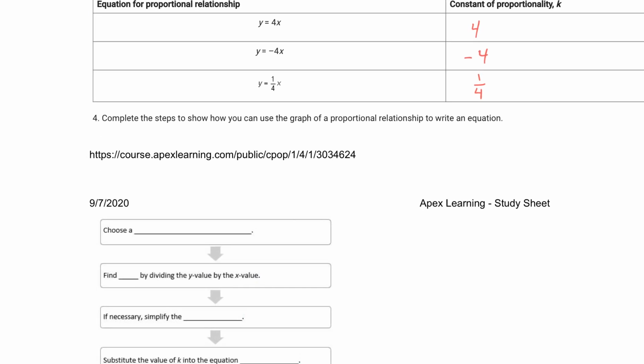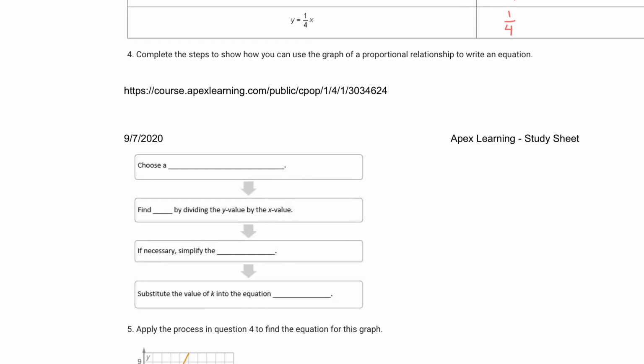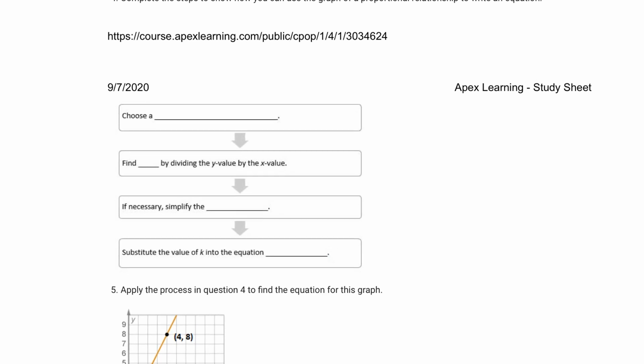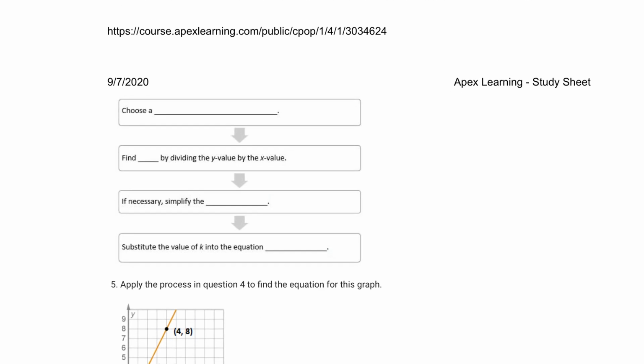Complete the steps below to show how you can use the graph of a proportional relationship to write an equation. First, you have to choose a point on the line.